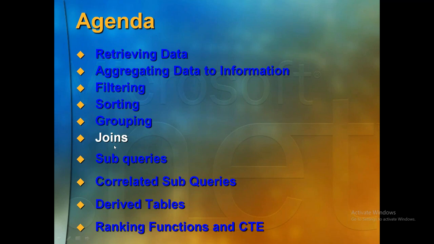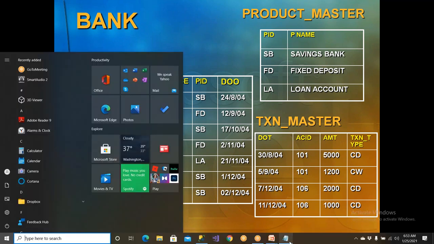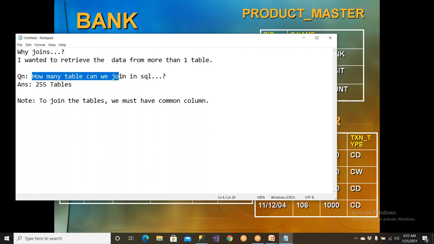Clear? See, a database will have hundreds of tables, thousands of tables. Definitely you will always be retrieving the data from multiple tables, not from a single table. Retrieving the data from a single table may not always be the requirement. If you wanted to get the data from multiple tables, then definitely we must go in for joins. And how many tables can we join in SQL? We can join 255 tables in SQL. And to join the tables, we must have a common column. If there is no common column, we will not be able to join.